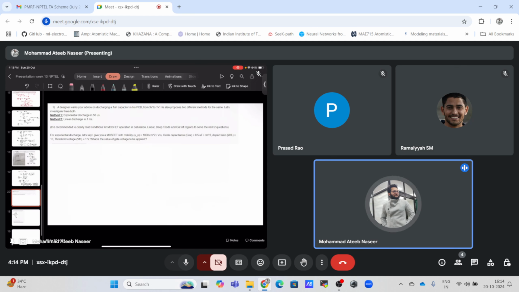Now moving to the other problem. We do not have to consider anything. We have a designer who wants your device to behave like this: a capacitor is attached in a PCB and it is discharging from 3 volt to 1 volt, and he wants the discharge of the capacitance to happen through two different methods. The first is the exponential discharge and the other is the linear discharge.